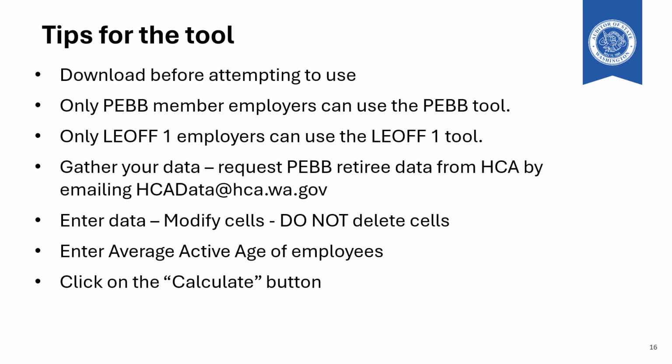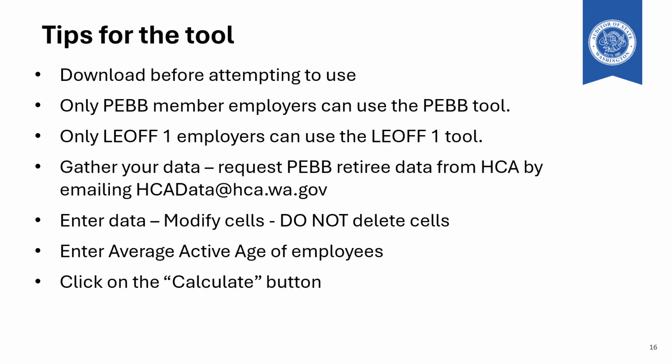When gathering your data, to request OPEB retiree data, email the Healthcare Authority at hcadata@hca.wa.gov. The request should include a clear description of the data you are requesting to ensure you receive data in a timely manner. When you enter the data, you can modify cells, however, do not delete cells. This will cause the tool to not calculate amounts correctly.